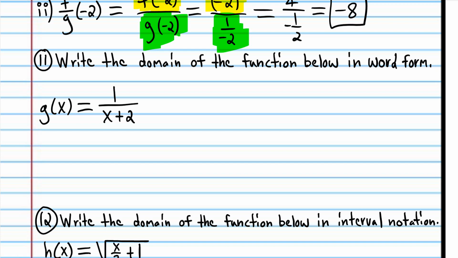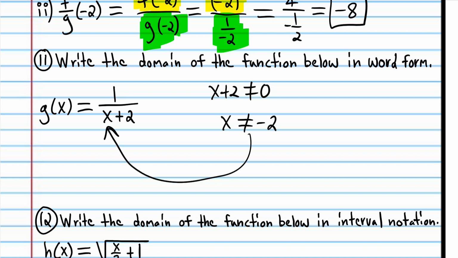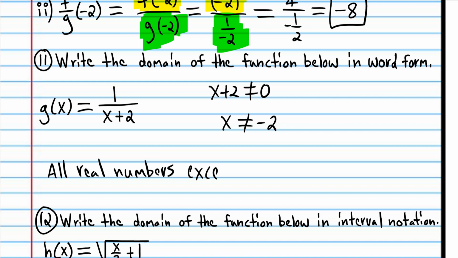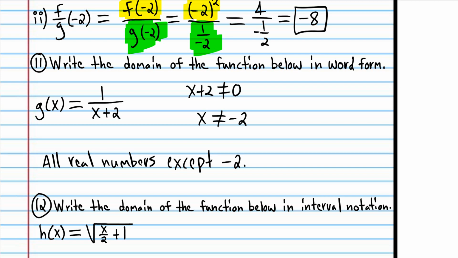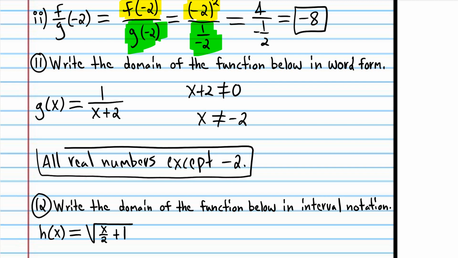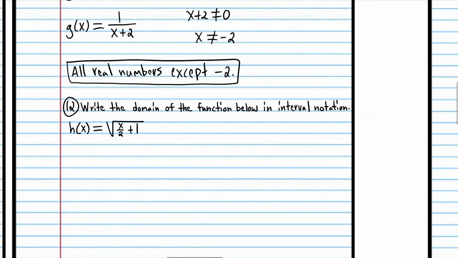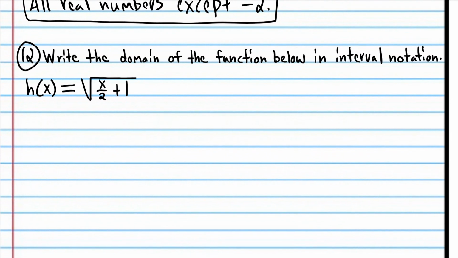So what that means is x plus 2 cannot be 0. Subtract 2 from both sides, we see that x cannot be -2, because if you plug that in there, you get 0 in the denominator. This is just a way to show your work. So the domain is all real numbers. And remember, it's important to say all real numbers except -2. So if you got that right, excellent. Okay, go ahead and try number 12, and when you come back, we'll do it together.